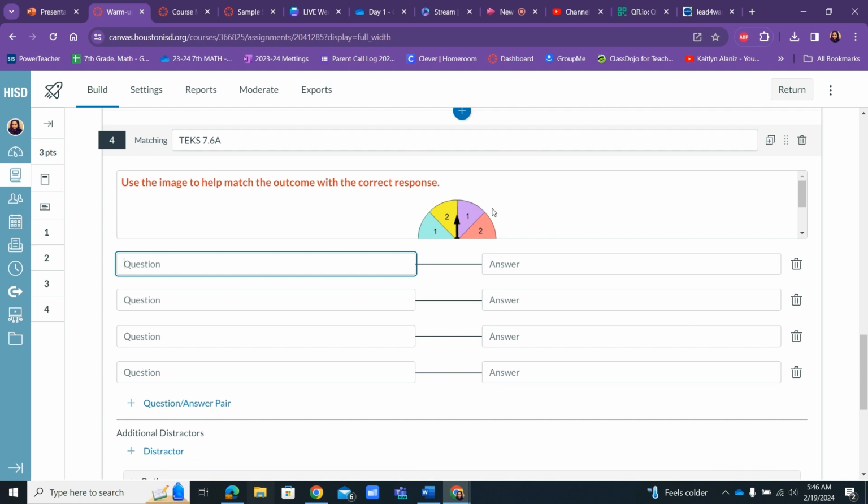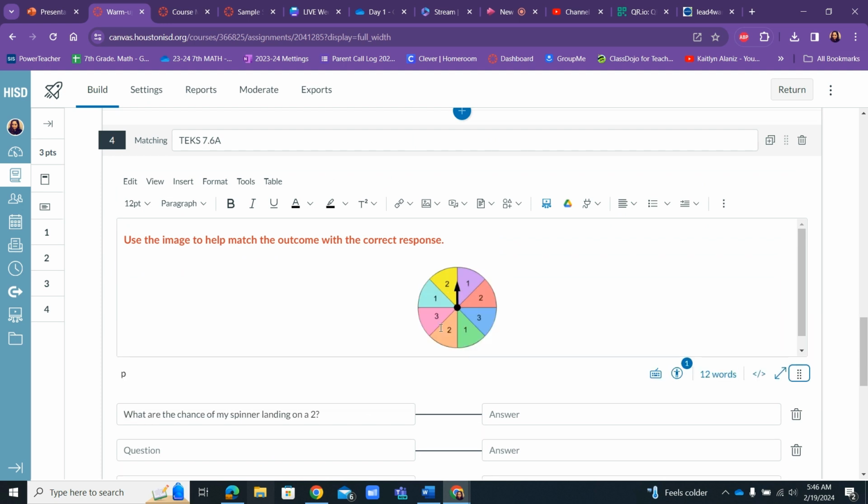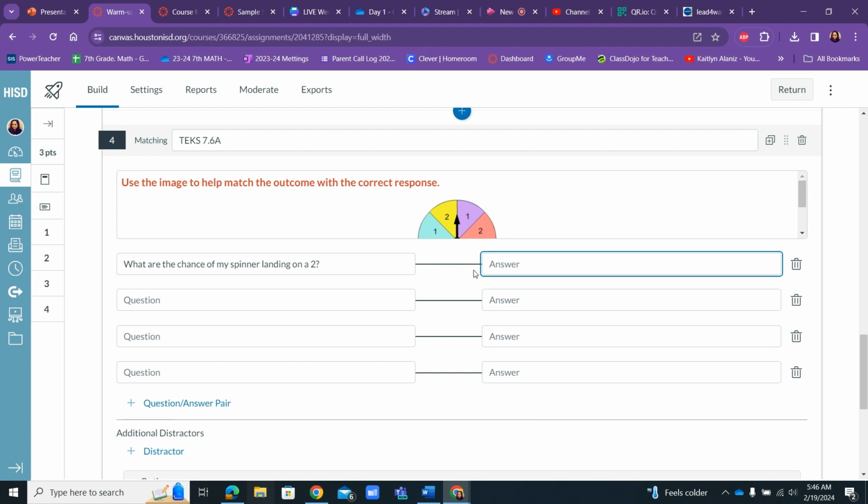Okay. So I want to know, what are the chances of my spinner landing on a 2? All right. Now, in your picture, you were able to see we have 1, 2, 3. This is out of a total of 8 slots. So this is where I can put for the answer 3 out of 8. Okay.